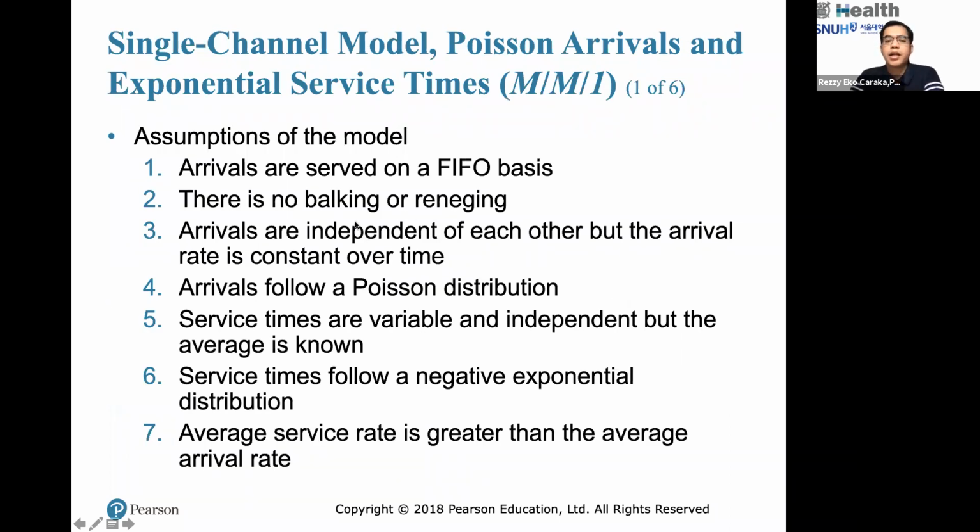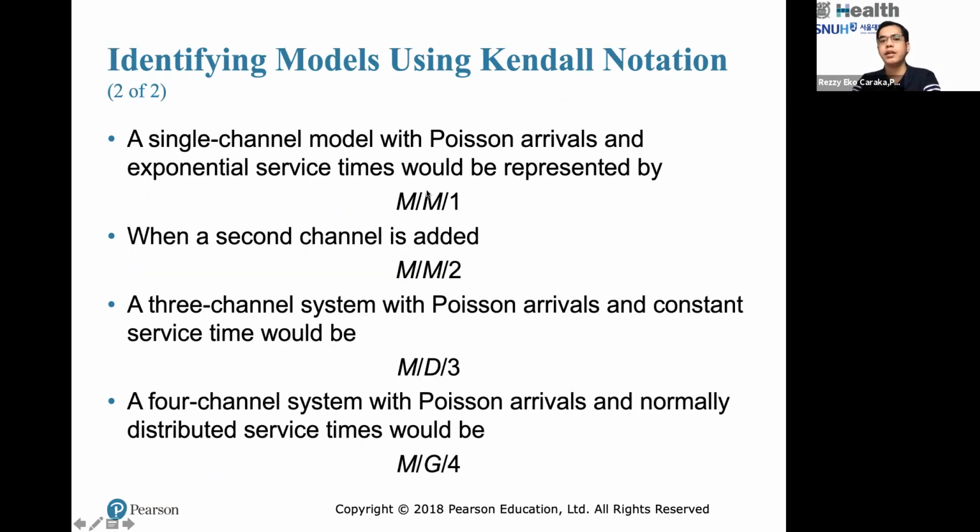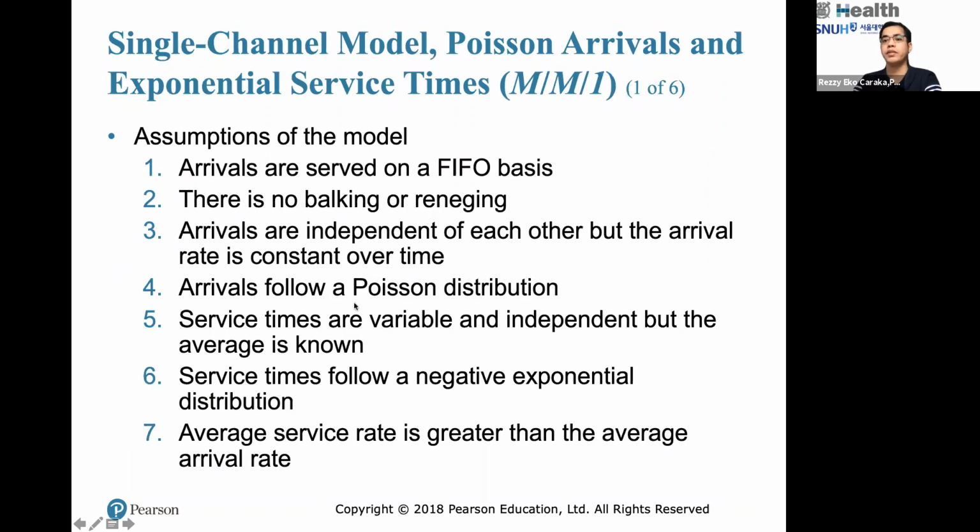So the model has 7 assumptions. First, arrivals are served on a FIFO basis, first in, first out, and there is no balking or reneging. This is the assumption if we use M/M/1, the single channel model with Poisson arrivals and exponential service times. So we have M/M/1, M/M/2, M/D/3, M/G/4. Every type of characteristic has its own assumptions, so you should be careful before you perform this analysis. These are the assumptions that you have to fulfill before you analyze.